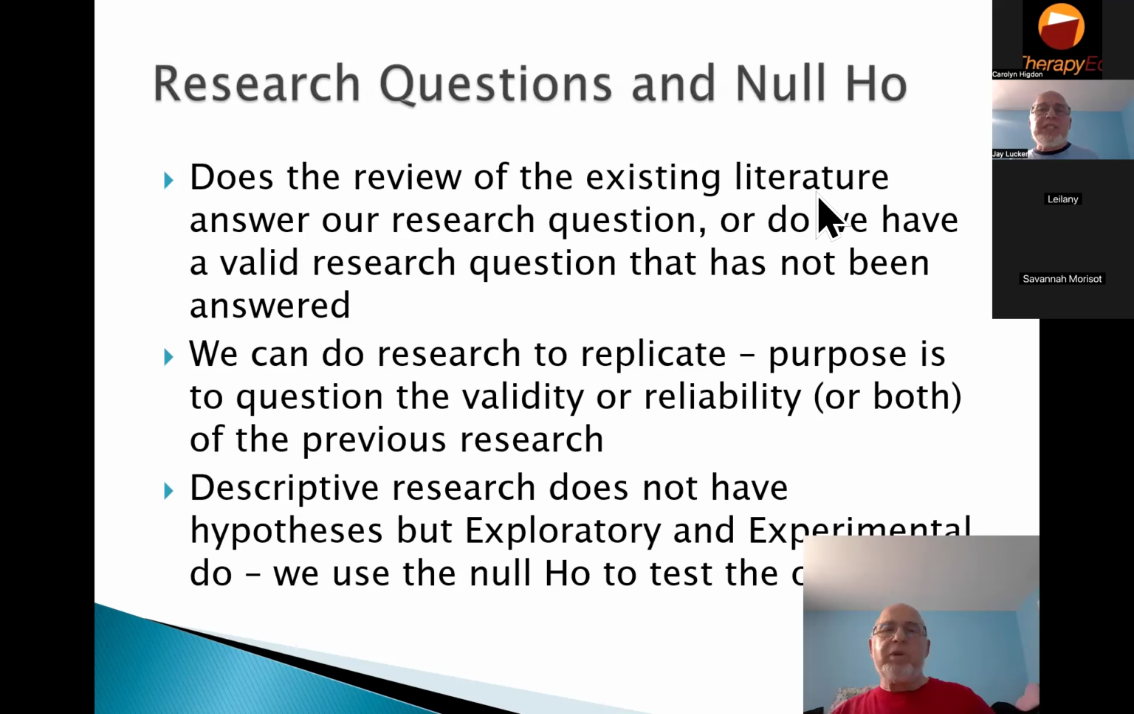Does the review of the existing literature answer our research question? In other words, when you do research, there's also previous research. Here's an example. Okay, I'm going to do a study on evaluating speech articulation using the Goldman-Fristoe with, let's say, children who are in kindergarten through fifth grade elementary school. Okay, how many of you would agree that what am I doing that for?